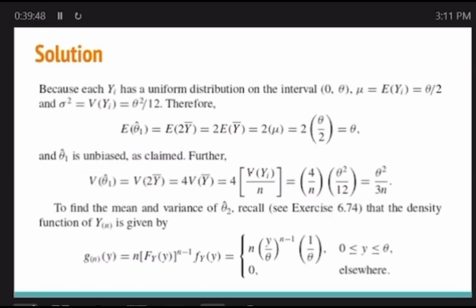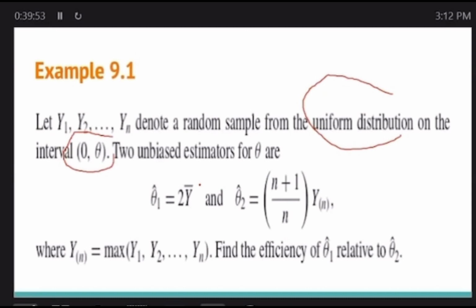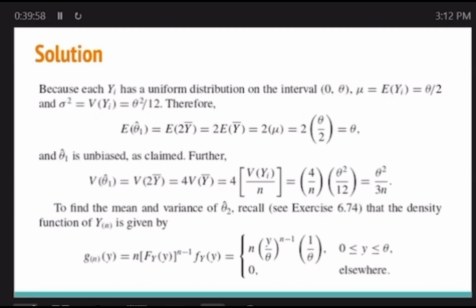Now, the estimator you're given here is actually 2y bar. Theta cap 1 equals 2y bar. You need to follow first: what is the expected value of y from the uniform? The expected value of y for uniform is (a plus b) over 2. Your b is theta, your a is 0. So your expected value of y will be theta over 2. What about the variance of y? (b minus a) all squared over 12. You remember the variance of the uniform.